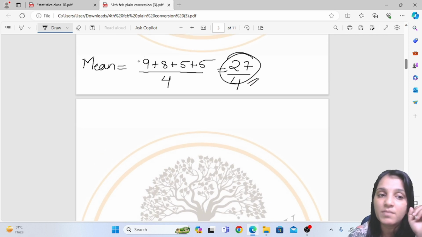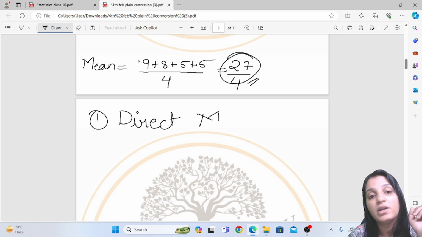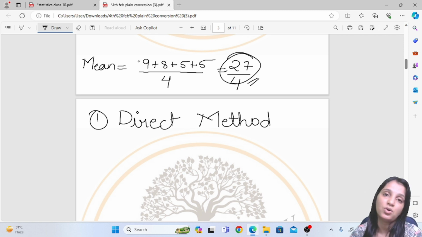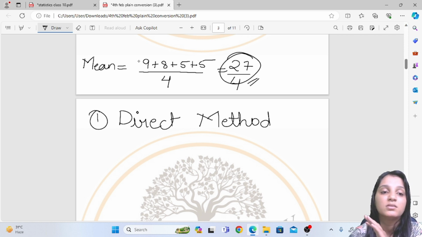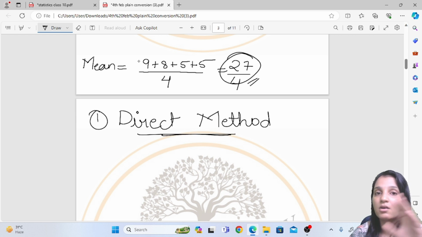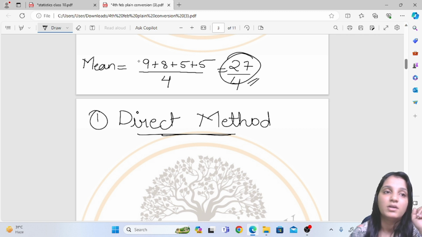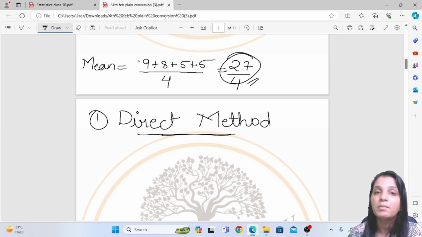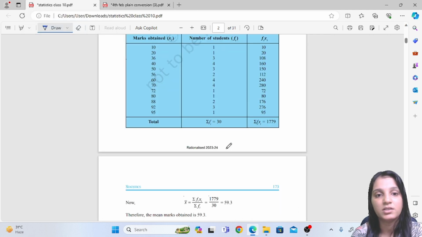So the first method is the direct method. For level 2 students, this method is asked for 3 marks, so you can very well practice this. And for level 1, there are 3 methods, and any one of them can come. Mostly for the direct method, MCQs are asked, so you also have to study this.